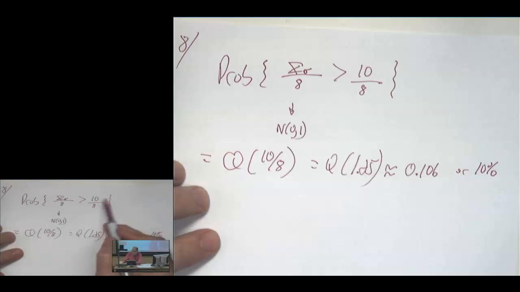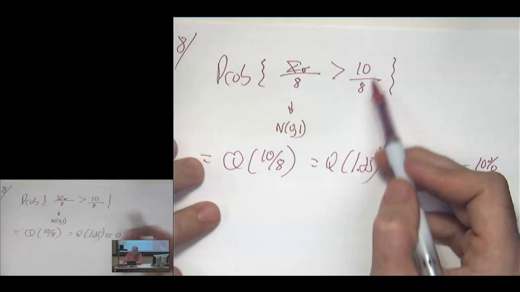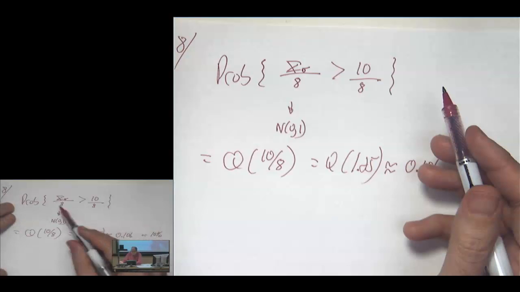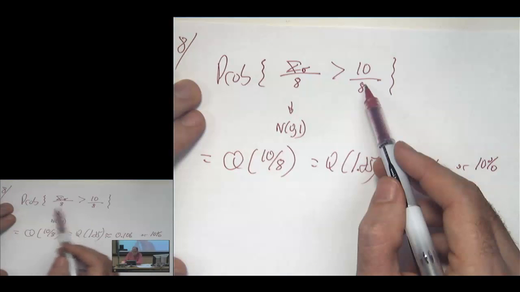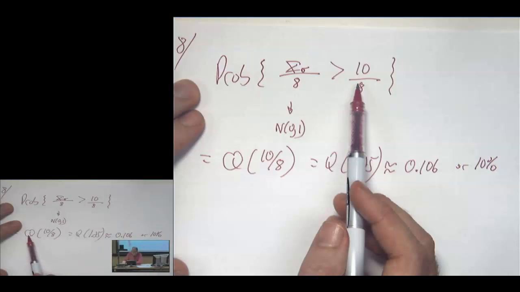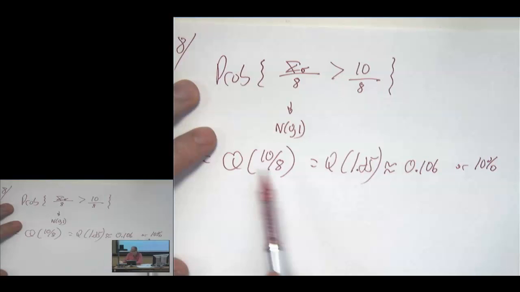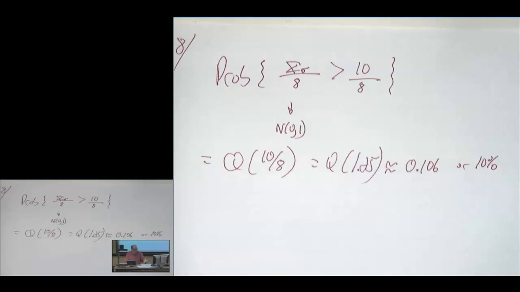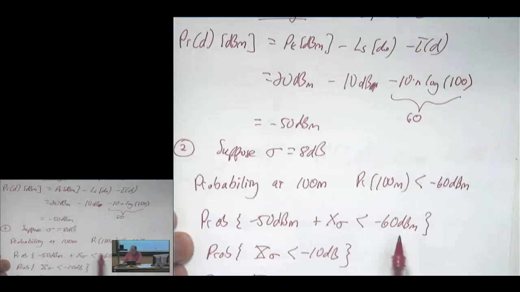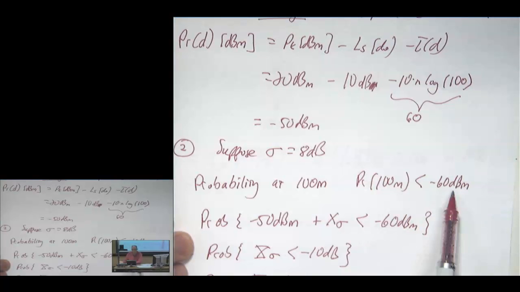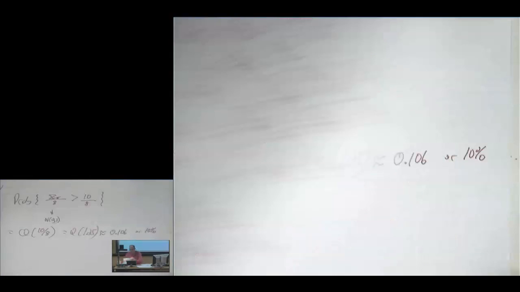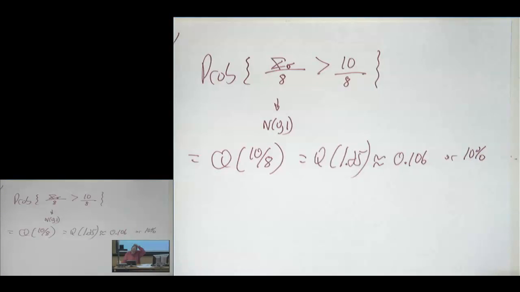Now notice I've gotten rid of the dB, but that's just because the whole thing is in dB scale, so we don't need to care about the dB at this point. This makes it a unit variance Gaussian random variable. That's how we define the Q function. Then we plug it into the Q function, or a table, or your calculator, and you get this answer. So the conclusion is that under these assumptions, 10% of the time at 100 meters, the signal level falls below minus 60 dBm, 10 dB below our average. That makes sense, because 10 dB is more than one standard deviation away. So it does work.